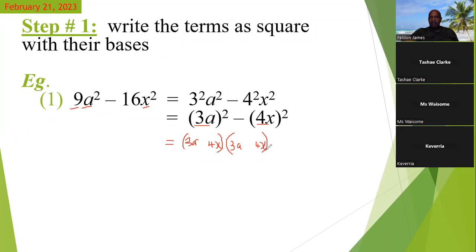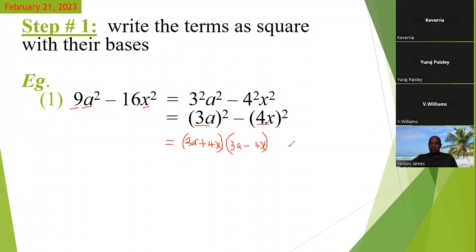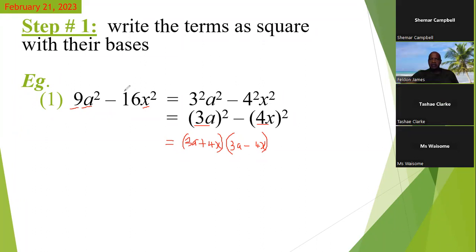And all that we're going to do next is add a positive sign to one side and a negative sign to the other. So just put a plus sign in one and a minus sign in the other, and it's finished. Let me see the hands of those who understand that. All right, so that's just how we factorize a difference of square, because we're using the formula.